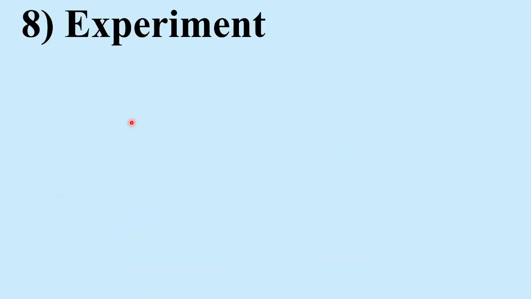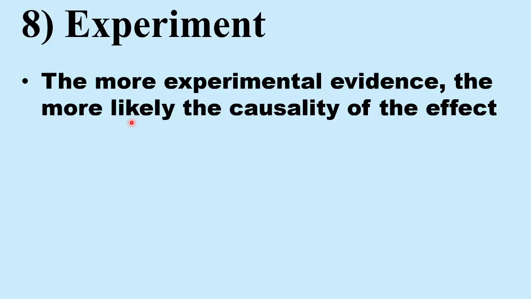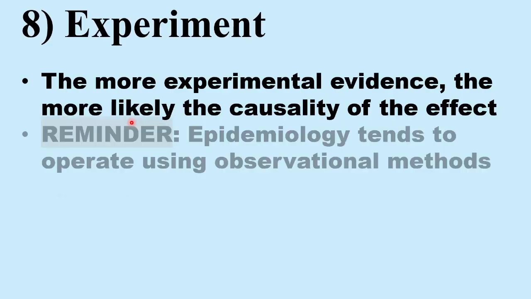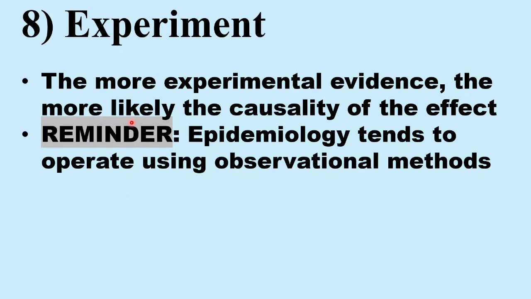Finally, experiment, dovetailing off of that: the more experimental evidence, the more likely the causality of the effect. Because remember, epidemiology tends to operate using observational methods, not really experimental methods. So you look at populations and possible links between exposures and disease. But if you can take those and go into the lab, do experiments on mice, cells, whatever, and build up a case there, that's going to have more evidence for it being true in reality.